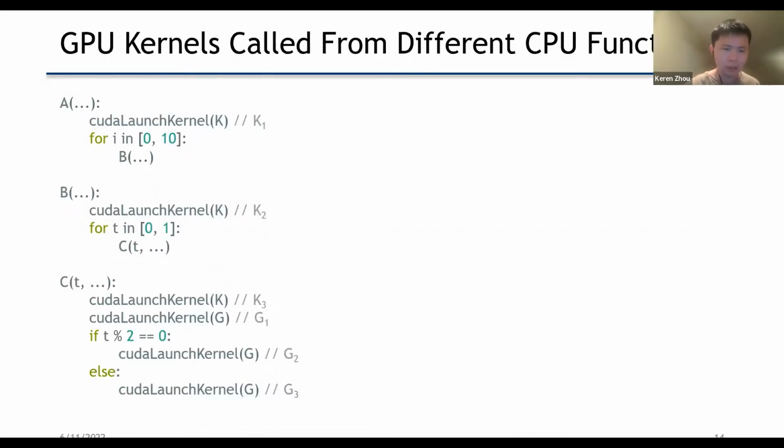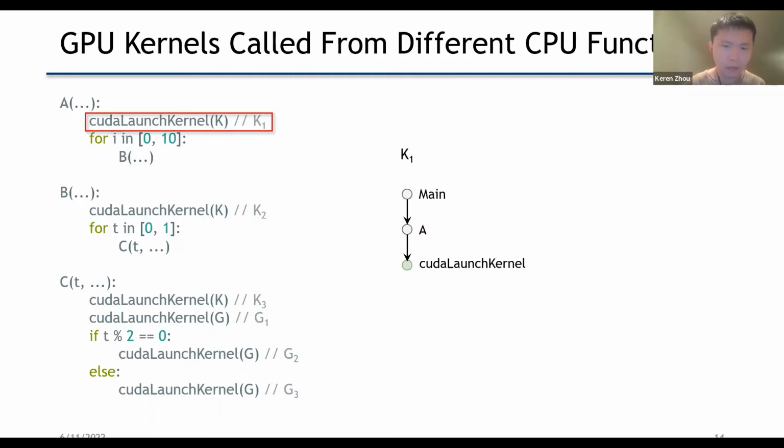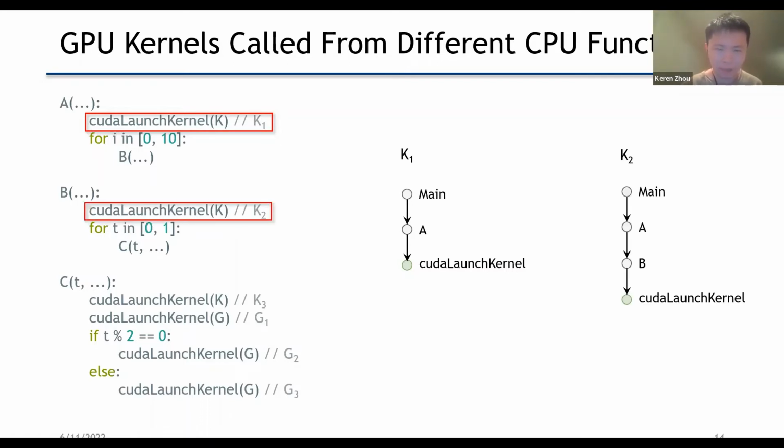Next, I'm going to show you a specific example to demonstrate how we derive a complete identifier mechanism to get accurate call paths. In this sample program, the main function will call function A. In function A, it's going to launch a GPU kernel K, followed by a for loop where each iteration is going to call function B. Function B calls GPU kernel K, followed by another for loop where in each iteration it calls function C. In function C, it's going to launch kernel K and kernel G at two different places based on conditions. So at first, we get the call stack, or call path, for K1 and call path for K2.